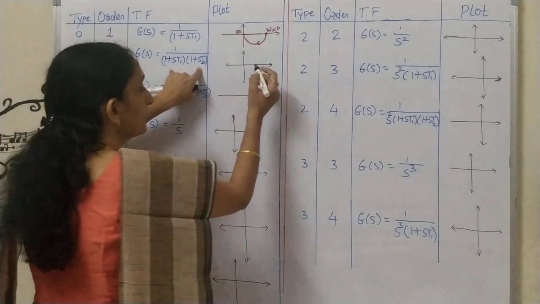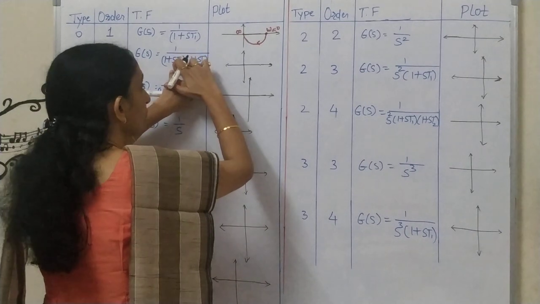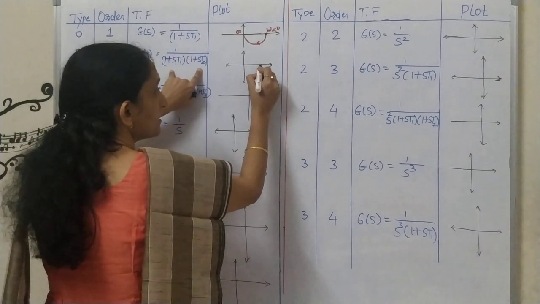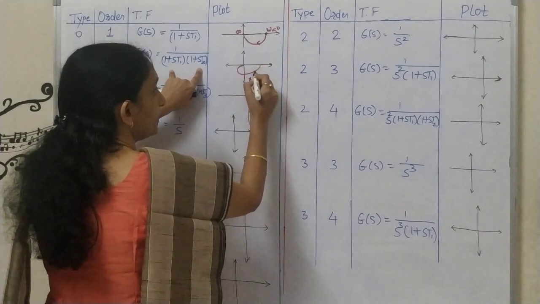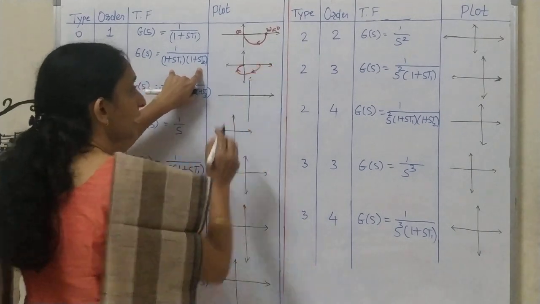So how will I draw? The starting point is 0 degree. As here we know that 90, 90, 180 will be there. Look at this, I will start from here and the end point will be here at 180 degree. I hope you are getting this is the starting point and this is the end point.